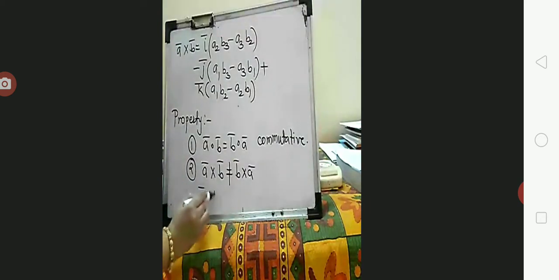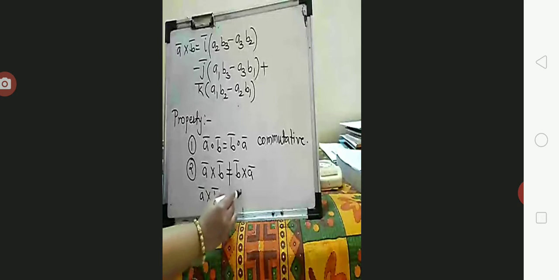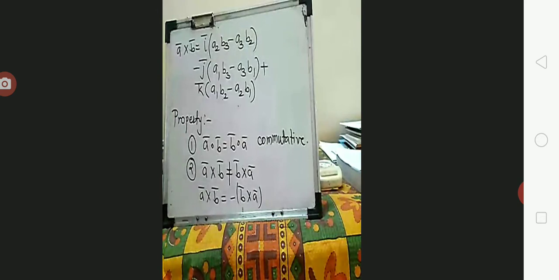So here A bar cross B bar is equal to minus of B bar cross A bar. But they are not commutative. Correct? They are not commutative. So this is a very important property.